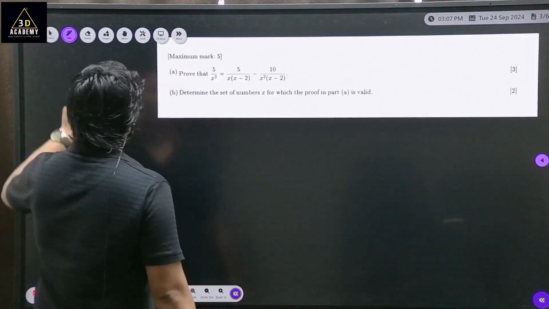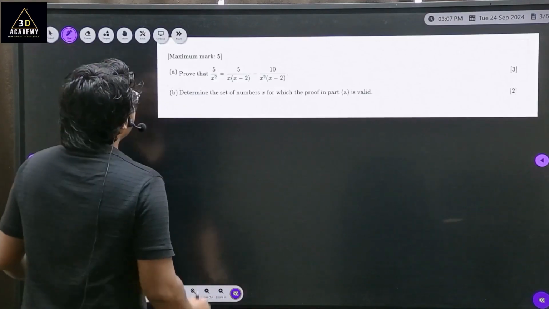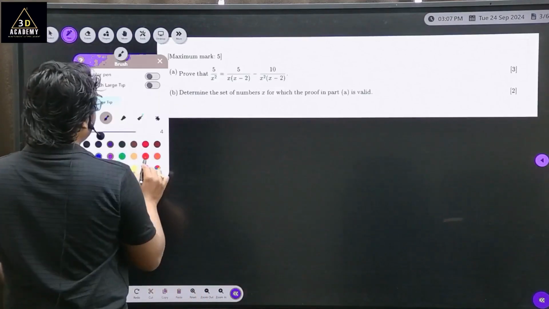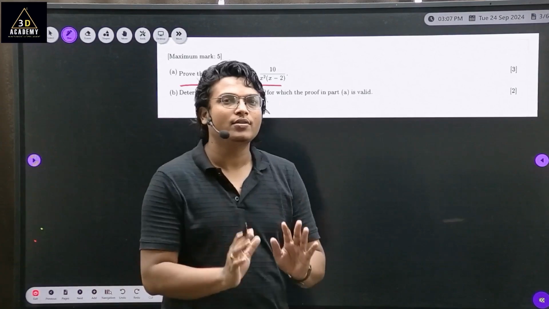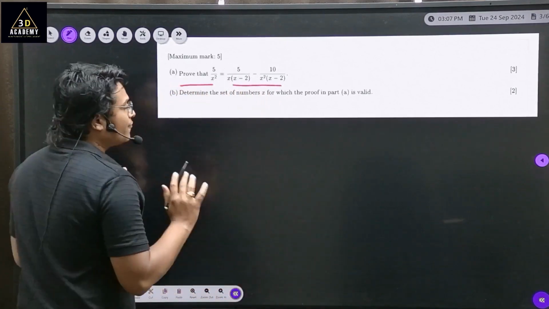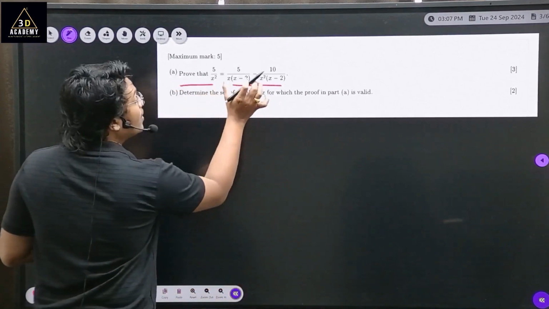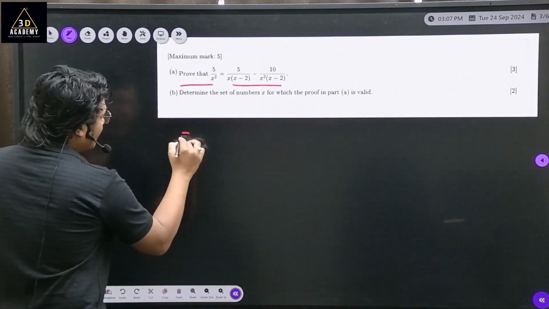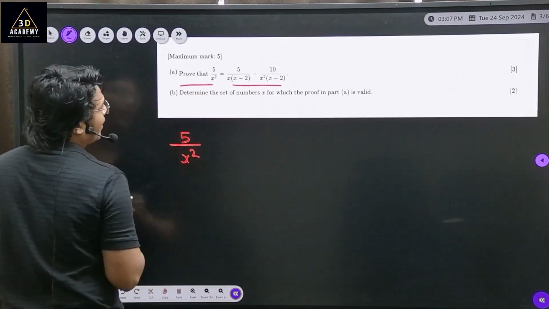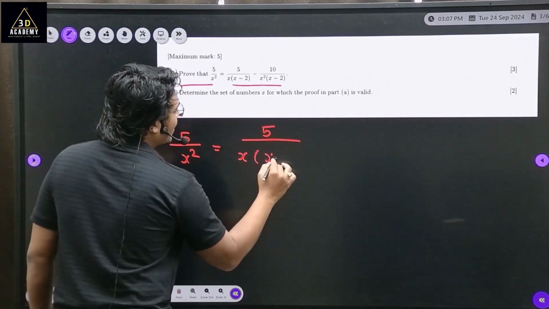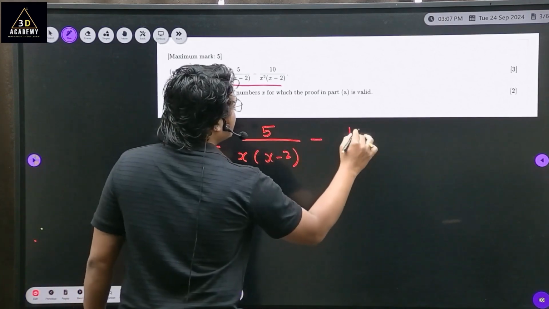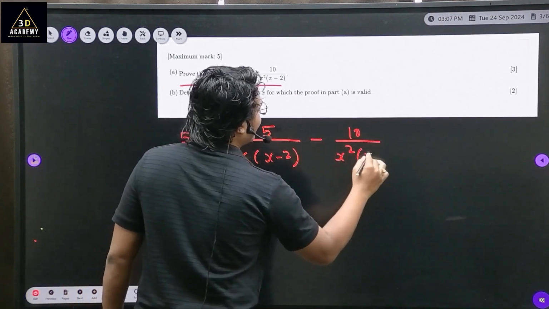The next question was this. The second question is asking us to prove. And whenever there are proof kind of questions, see, they are actually easy. Okay? You just have to focus on what is given. Okay? On the left hand side they have given me 5 upon x square, and on the right hand side they have given me 5 upon x bracket x minus 2 minus 10 upon x square bracket x minus 2.